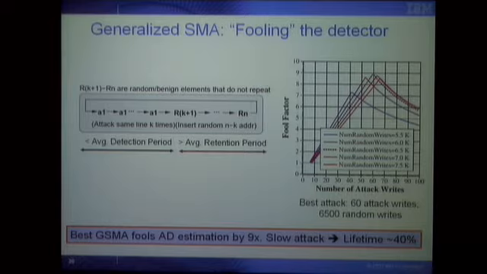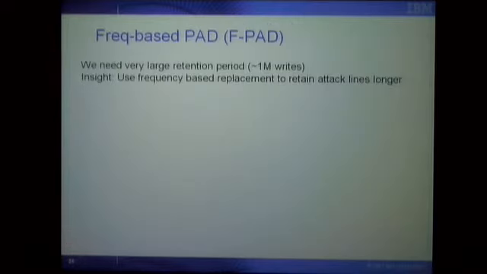So the attack itself is quite slow. The attack is happening at 1% speed. So lifetime is about 40% of theoretical maximum. But we still want at least 50%. We can solve this by increasing the retention period of the detector. The key insight here is that if the retention period is large, then the attacker has to write to the attack line a large number of times, and that's fairly easy to detect. How can we increase the retention period?